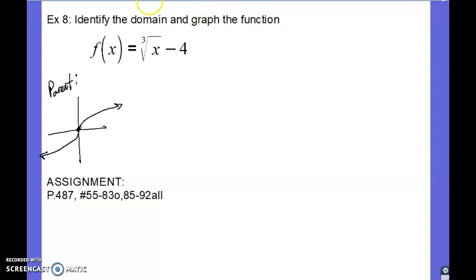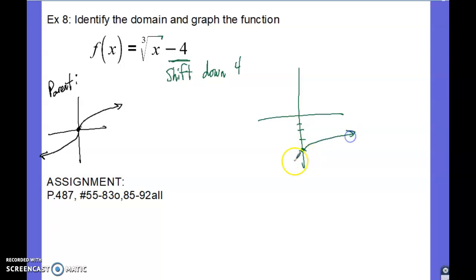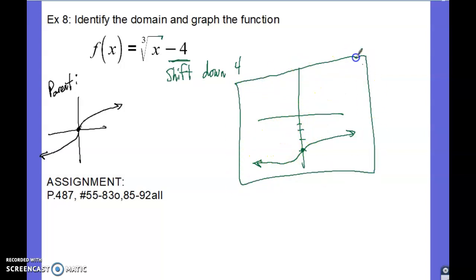So what kind of shift do we have going on? Well, notice that the cube root stops right here. So this is a shift down 4. Instead of starting at the origin, we have to shift our graph down 4. There we go. I'll make it narrower for you here. Flattened, so to speak. And you can double check that this is correct. This is your graph. You can double check that it's correct using a graphing calculator.